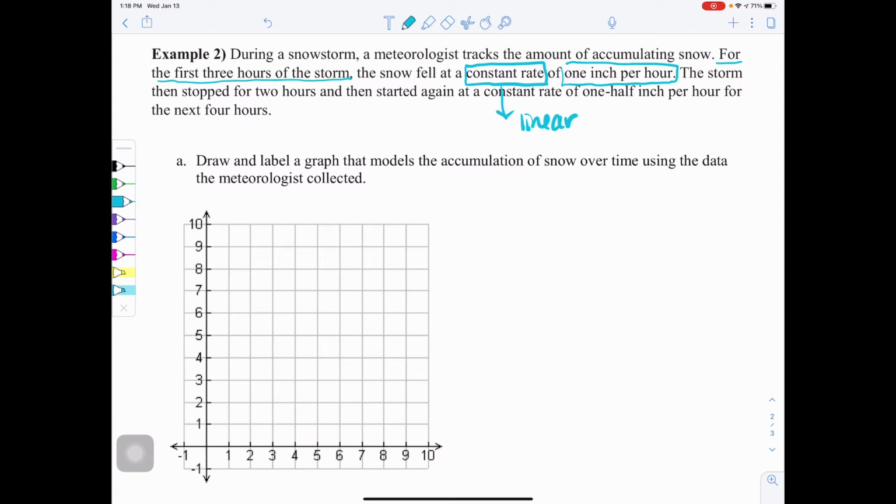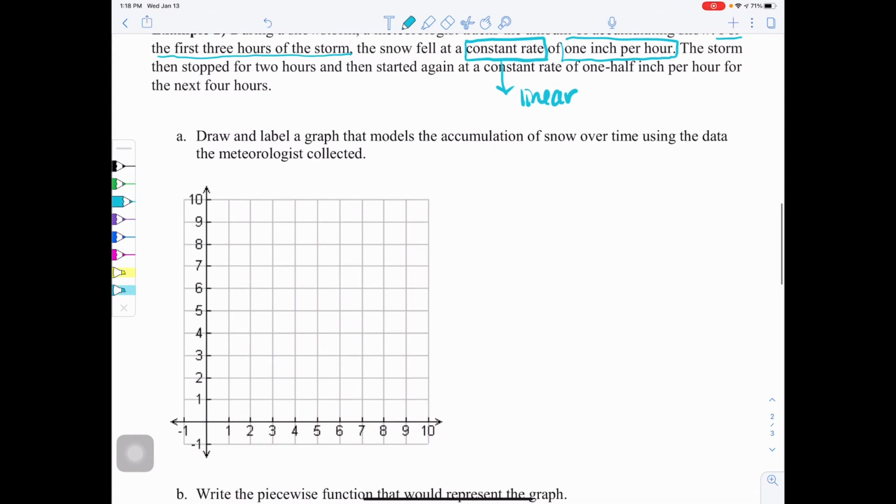So when we look at our graph, we have some labeling that we have to do. We have our x-axis, which is going to be number of hours. And then we have our y-axis, which is going to be the amount of snow, and that is in inches. So remember, that all has to do with dependent and independent variable. The amount of snow depends on the number of hours that we're looking at of it falling.